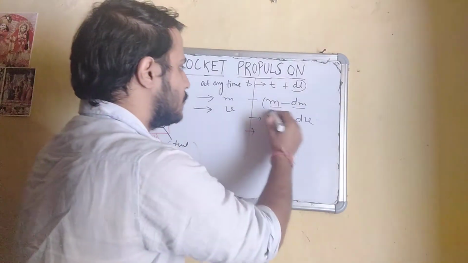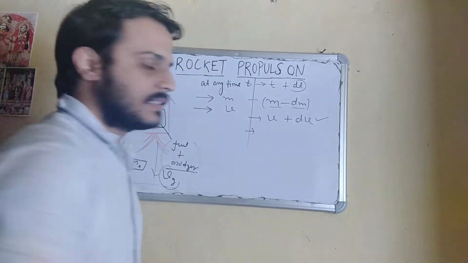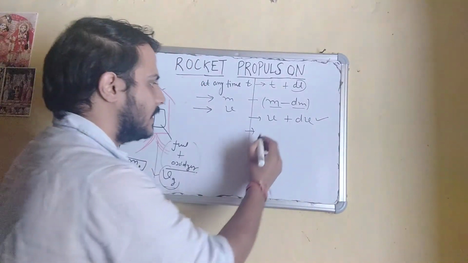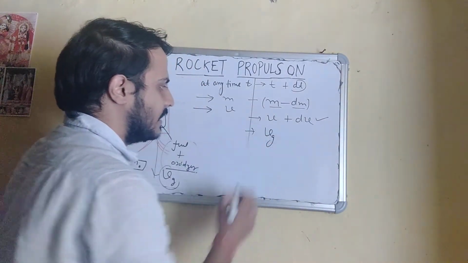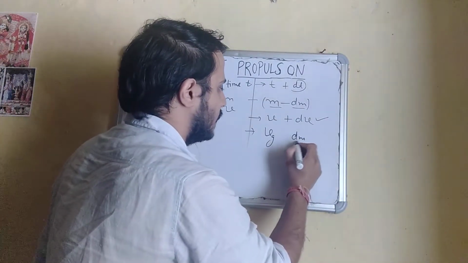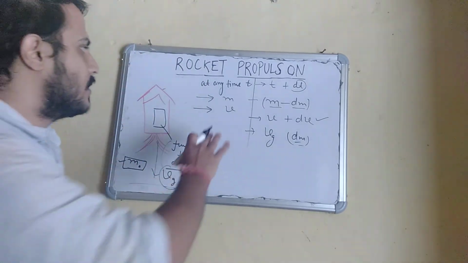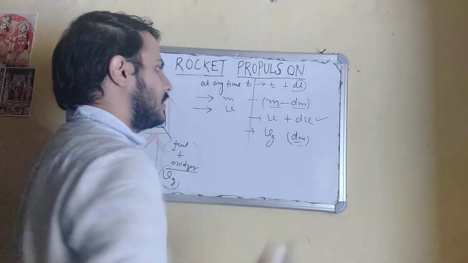नाउ उसी वजह से जो नया मास है वो m माइनस dm हो गया है, वेलोसिटी v प्लस dv हो गई है, बट साथ ही साथ में यहाँ पर कुछ गैसेस इजेक्ट हुआ है Vg वेलोसिटी के साथ, एंड दैट इजेक्शन कैरी आउट दैट मास dm. That is responsible for that mass dm. So now we have two conditions at time t plus dt.